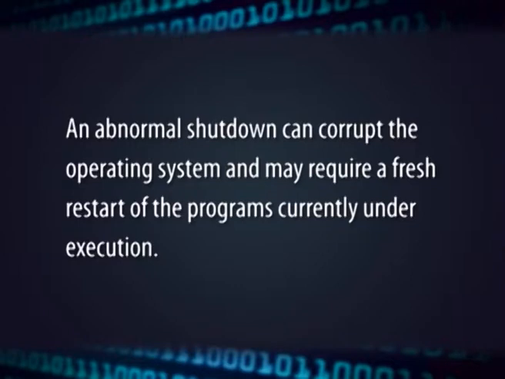That means the registers like program counter, status register and all general purpose registers are saved into the memory and initiate a normal shutdown operation so that all open files contents are written properly in the hard disk and the operating system programs are closed properly. An abnormal shutdown can corrupt the operating system and may require a fresh restart of the programs currently under execution.